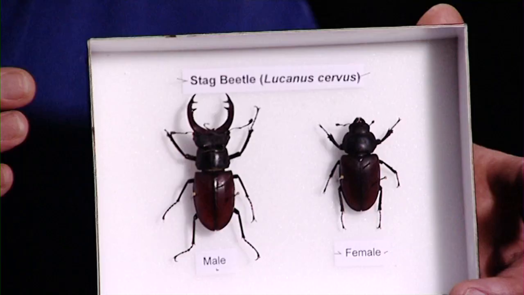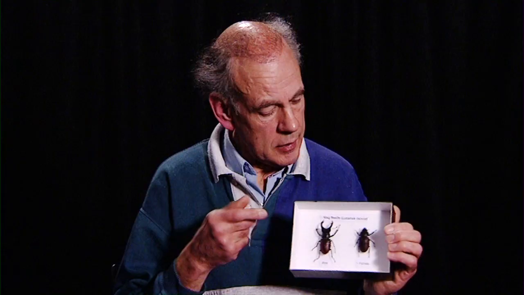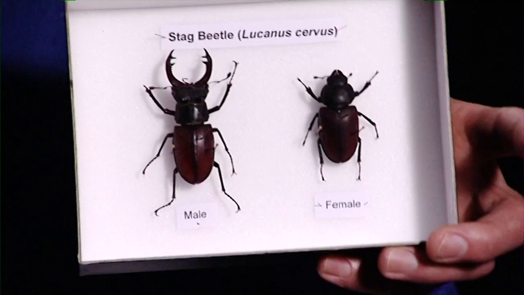These insects are stag beetles. This particular species occurs in the UK. The adult beetles and the larvae live in temperate woodlands, basically. In this box here, we have a male and a female. The male and females are quite different in appearance. This is one of my favourite insects.